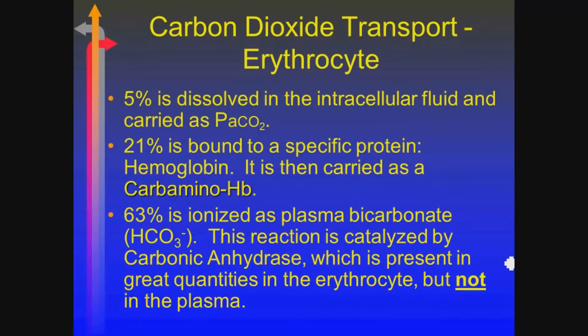So hemoglobin on the way to the tissues is carrying oxygen. It gets to the tissues. The Bohr effect kicks in. There's a higher CO2 level at the tissues, so the O2 unloads. There's a rightward shift.